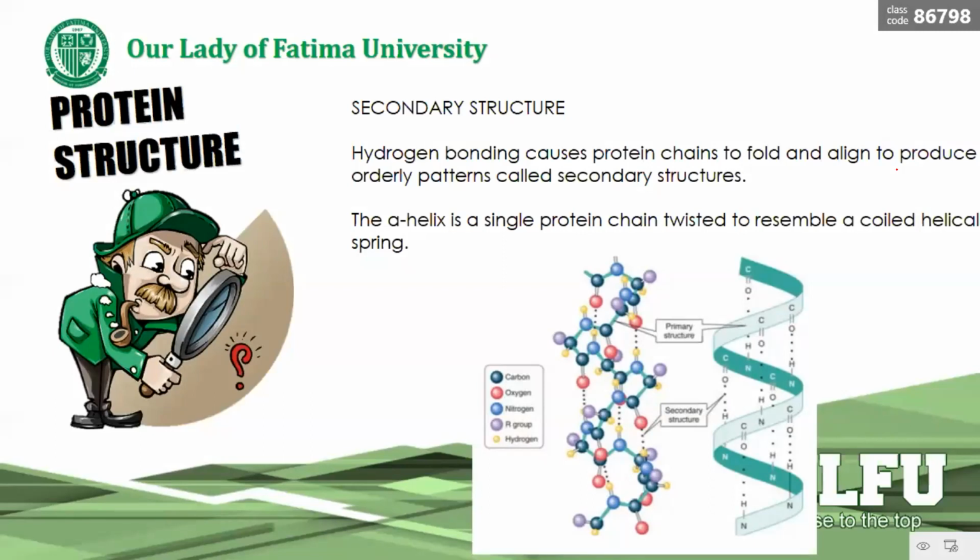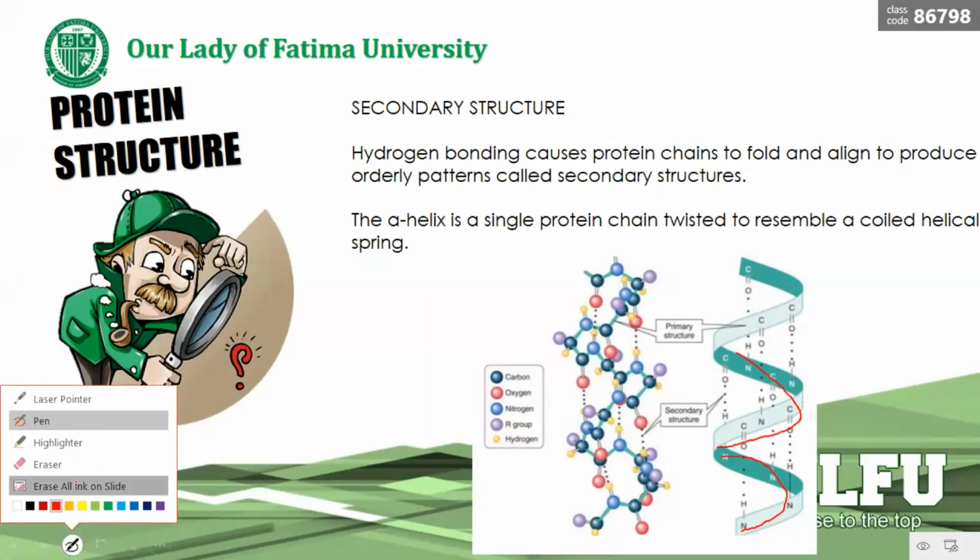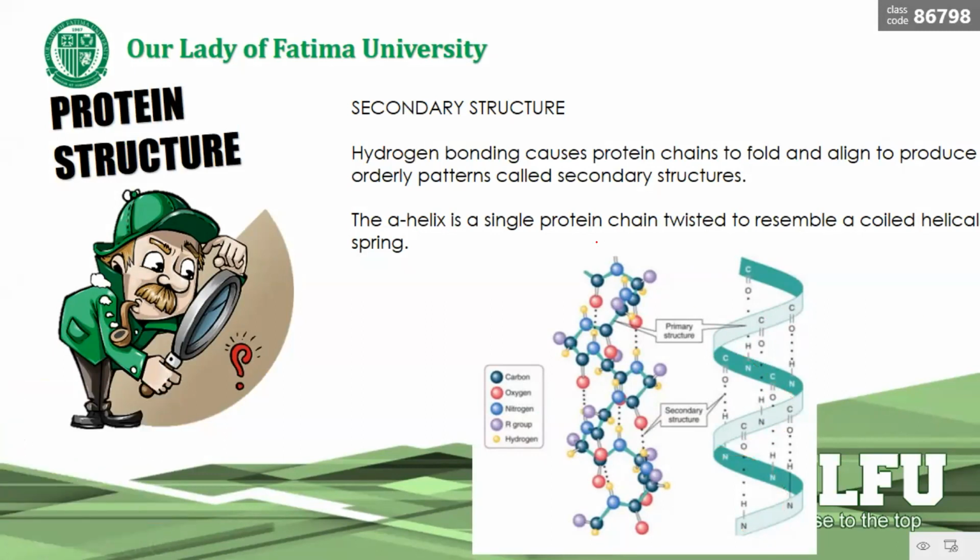So the difference between them is the location of the hydrogen bonding. Okay, so sa alpha helix, it looks like a spring or a coil. Parang paikot-ikot yan. Ayan, parang one strand na DNA. One strand lang, hindi double helix. So this is the alpha helix formation of a protein. Again, what is the reason for this? It's because of the hydrogen bonding.